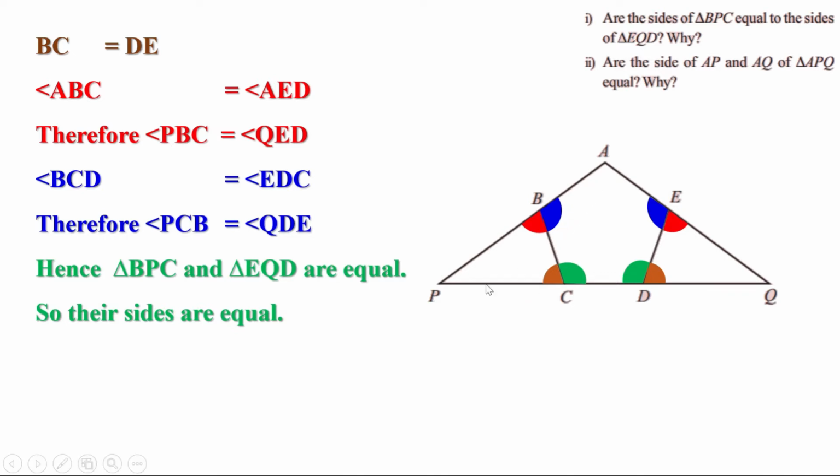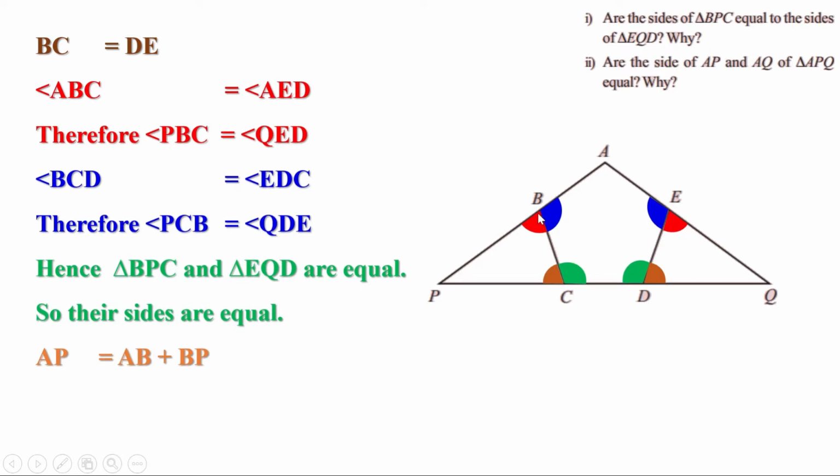Now, the second part: are the sides AP and AQ of triangle APQ equal? Why? This is triangle APQ. This is AP and this is AQ. We have to check whether AP and AQ are equal or not. This point B divides AP into two parts. So AP can be written as AB plus BP. Now we know AB and AE are equal because the sides of this pentagon are equal. So instead of AB, I can write AE.